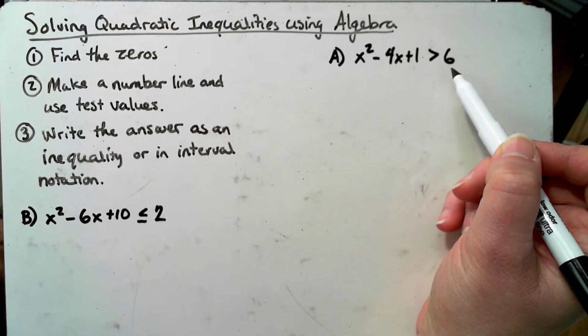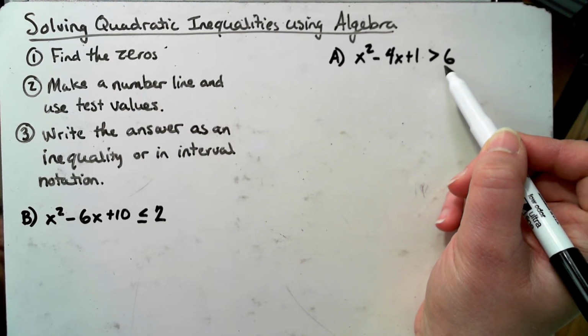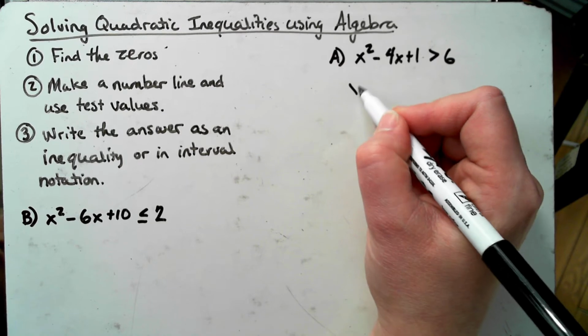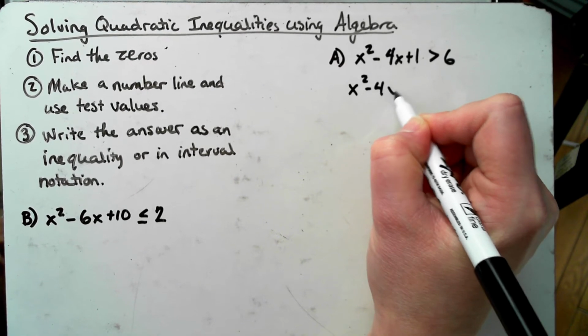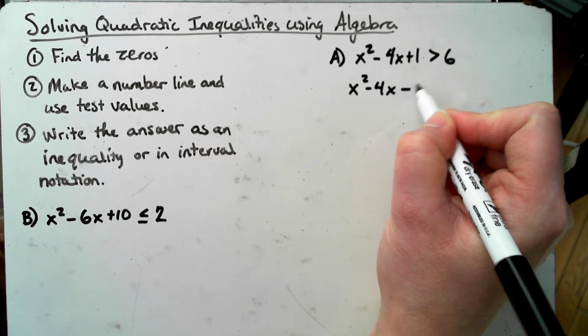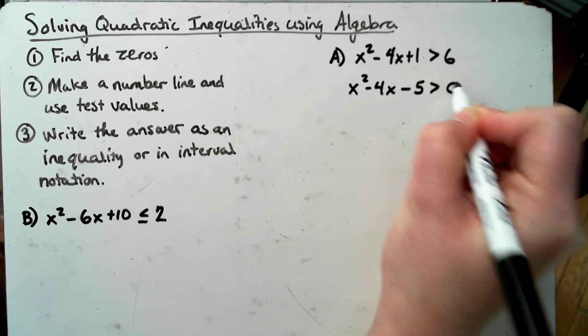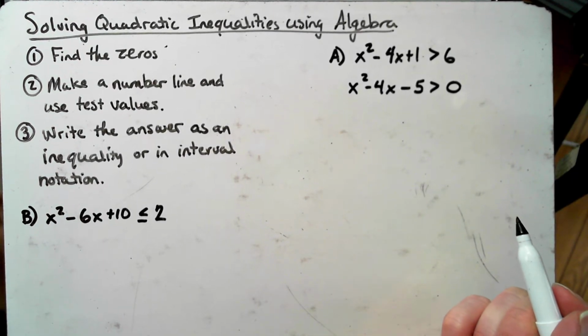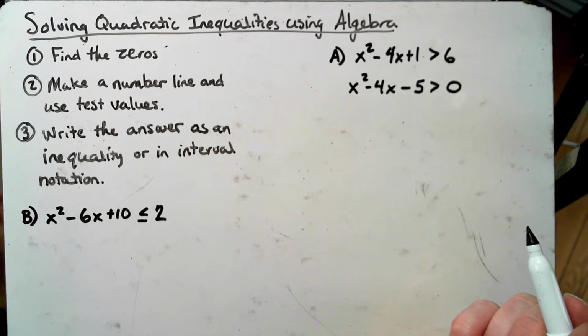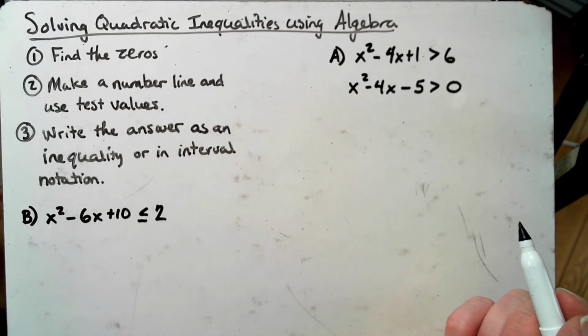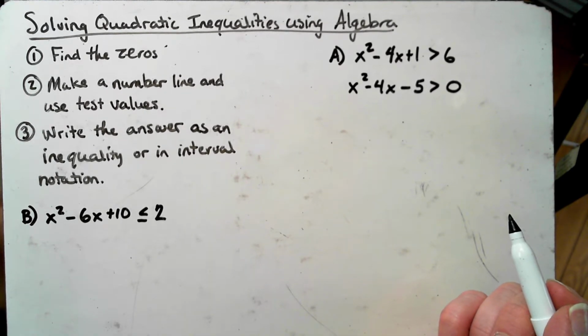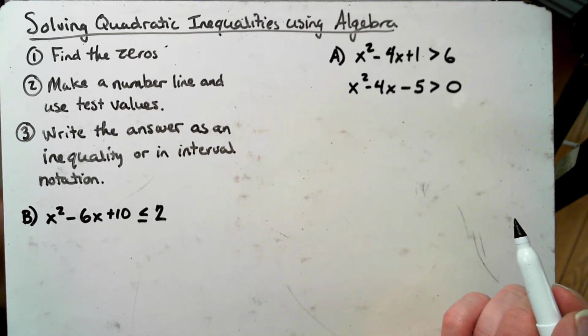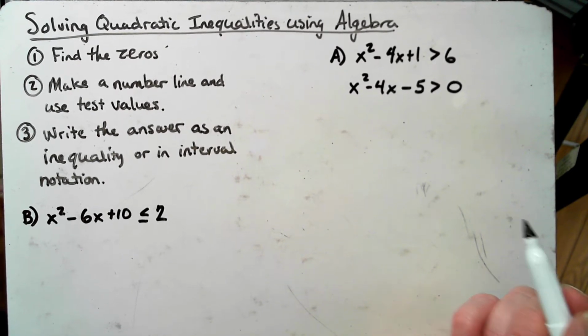So I'm going to start out by finding the zeros, which means I get everything to one side. So x squared minus 4x, and I'm going to subtract the 6 to get negative 5. And now to find the zeros, you can use any method. You can use factoring, you can use completing the square, you can use the quadratic formula. This one's relatively easy to factor, so I'm going to use factoring on it.